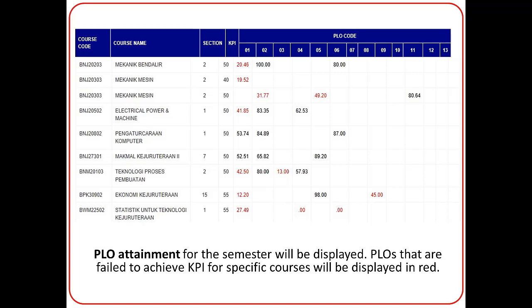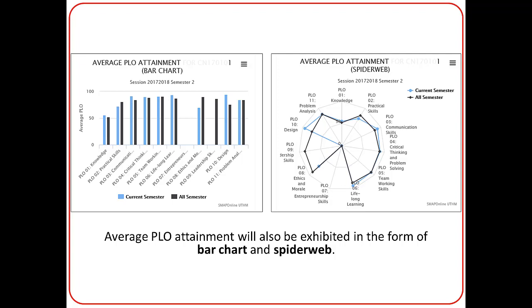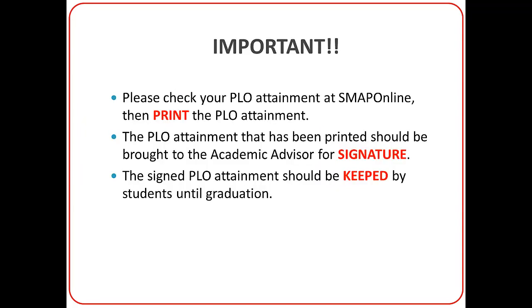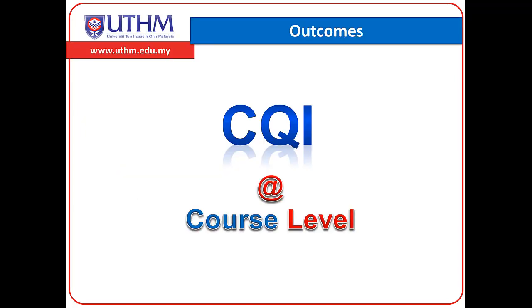This is an example. You will get how much marks for each PLO. Red is obviously fail; red is fail the PLO. Black is you pass the PLO. PLO attainment of each semester is displayed for each course. Next slide. You'll be able to view the bar chart and also the spider web of your PLO attainments.